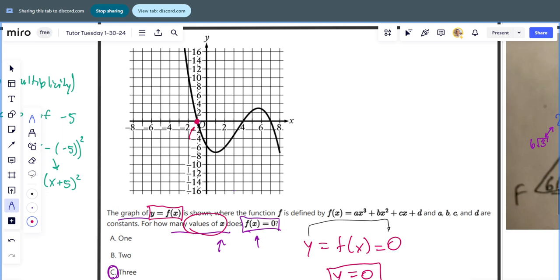And that happens right here, that happens right here, and that happens right here. It's not asking how many times does x equal 0, but specifically when does f of x equal 0. So that's going to give us the 3 points of intersection on this axis.